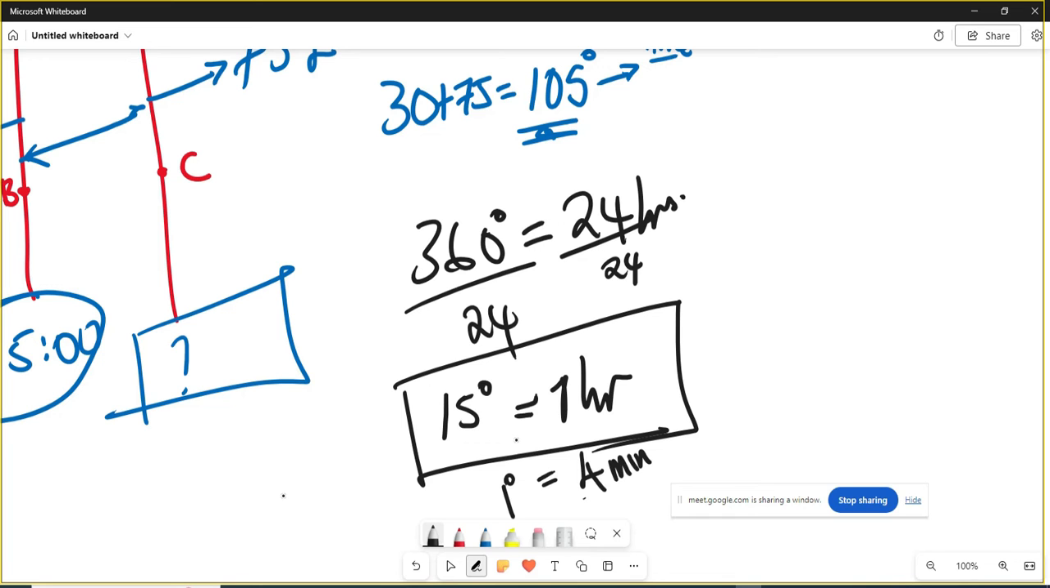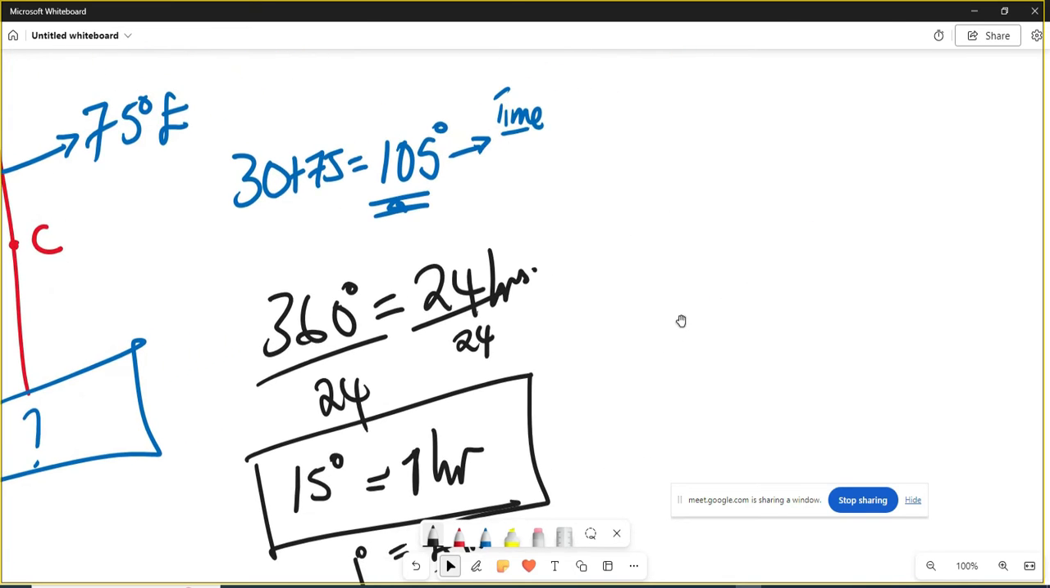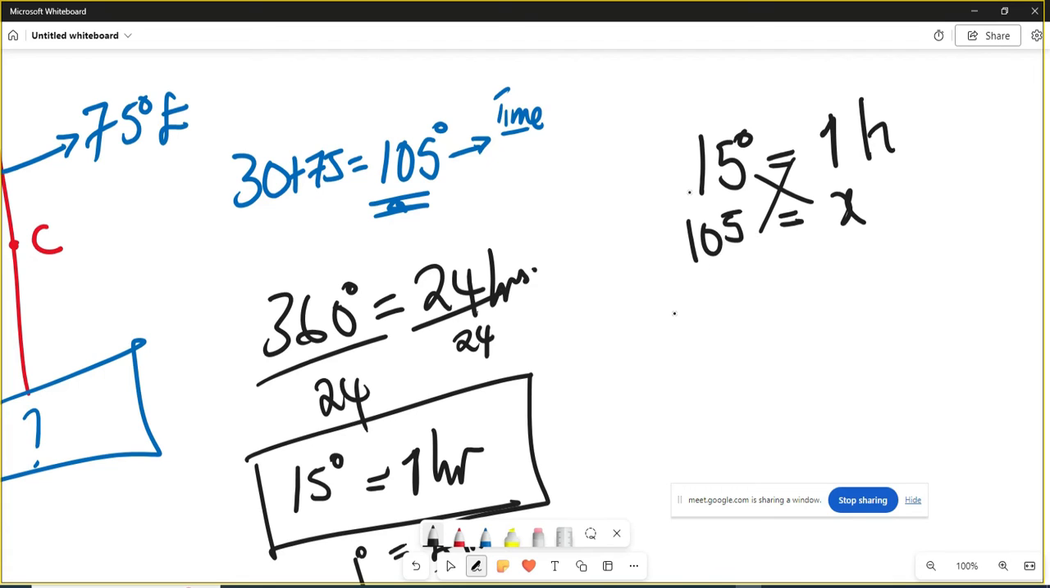So now let's use this relationship to find the time in 105 degrees. Since 15 degrees is equal to 1 hour, how many hours are there in 105 degrees? We shall say x, and then we'll cross multiply. 15 degrees times x is equal to 105 degrees times 1 hour, which is 105 degree hour. We need to appreciate this calculation which is happening here.